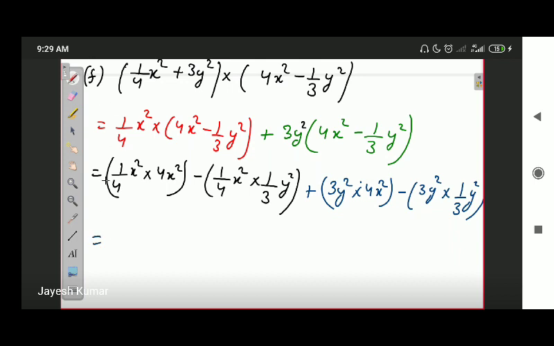On simplification, the 4 and 4 get cancelled. x to the power 2 into x to the power 2, that means 2 plus 2.